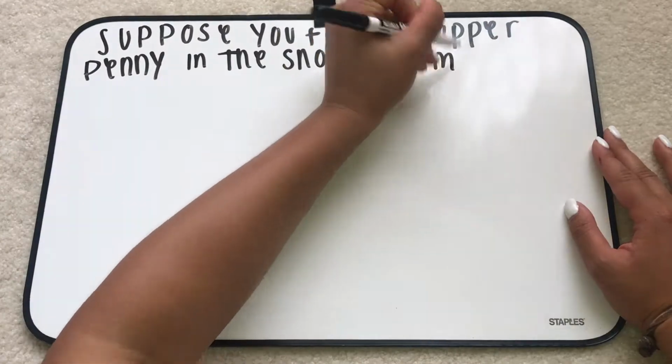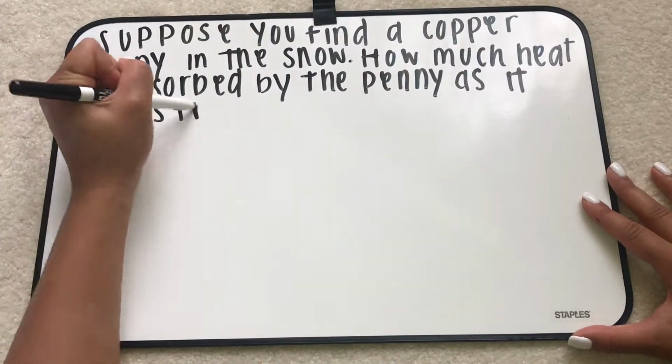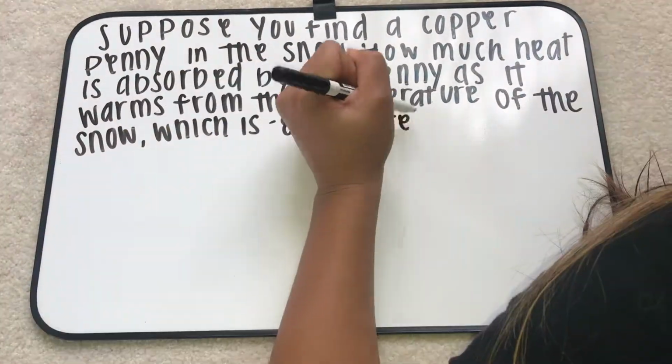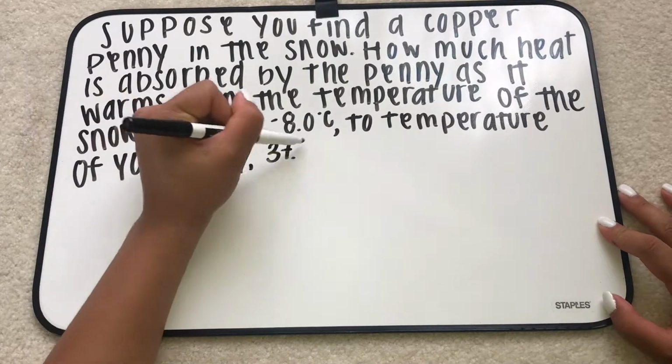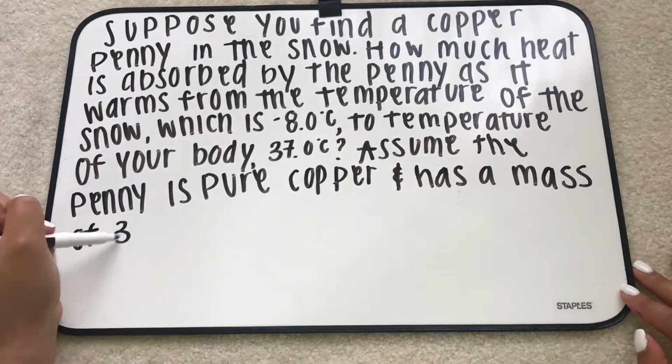Suppose you find a copper penny in the snow. How much heat is absorbed by the penny as it warms from the temperature of the snow, which is -8 degrees Celsius, to the temperature of your body, 37 degrees Celsius? Assume the penny is pure copper and has a mass of 3.10 grams.